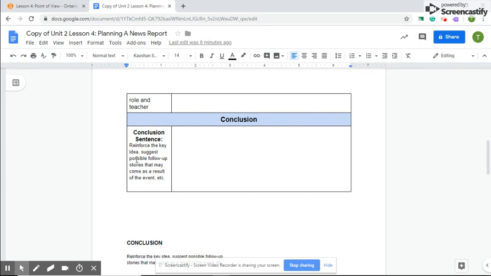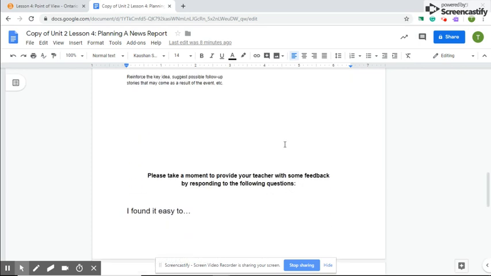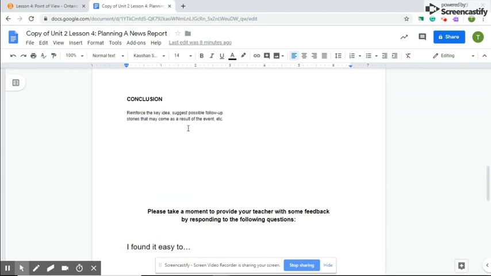What is your conclusion? Okay, and some remarks here. Down here, again, reinforce. Just write down what the key ideas are. Suggest possible follow-up stories that may come as a result. In other words, what would you do tomorrow? How would you follow up with the story if you were writing a paper tomorrow?